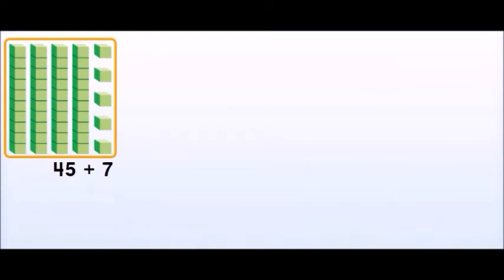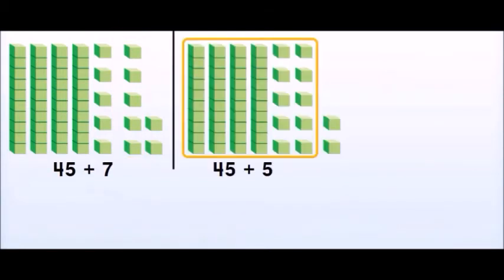Let's try another strategy. Let's make a 10 to find 45 plus 7. First model the addends. Start with 45. This is 4 tens and 5 ones. Now show 7. 7 is 7 ones. Can you add the ones to make a 10? Think about what you can add to 5 to make a 10. You can add 5. This shows 45 plus 5 plus 2.